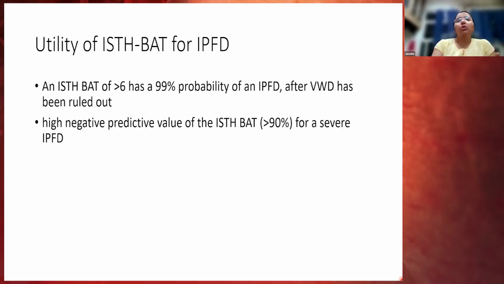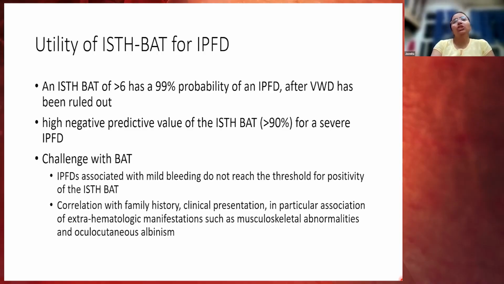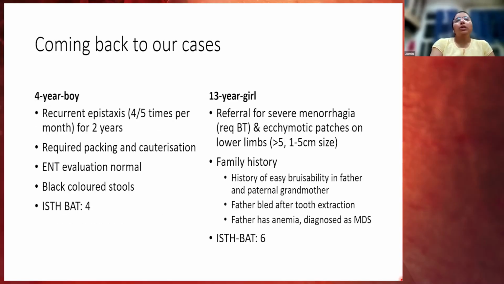So for a severe platelet function disorder, it does have a high negative predictive value, but it means also that if there is a mild inherited platelet function disorder, the BAT score may not be truly reflective of it. So the challenge is that, as I said, with mild bleeding, it may not reach the threshold for positivity. Also, a correlation with family history and clinical presentation is required, especially when there are extra hematological manifestations, which are not really covered by it. Also, understand that BAT is difficult to administer to children because they may not have faced enough hemostatic challenges.